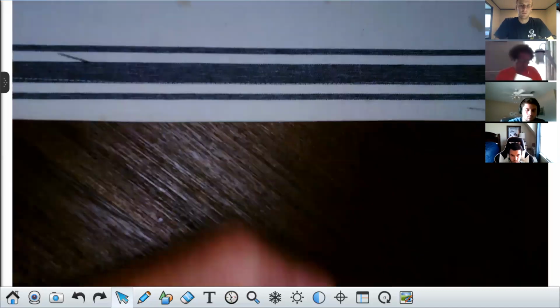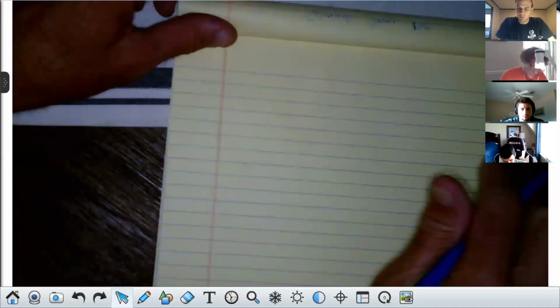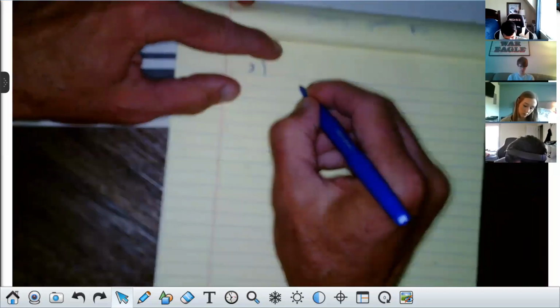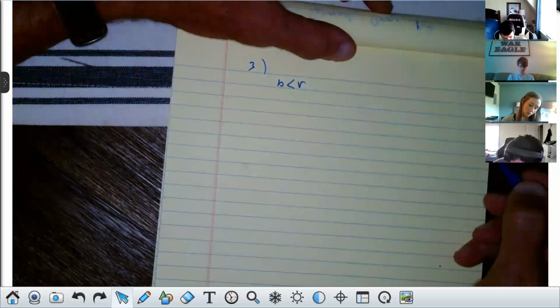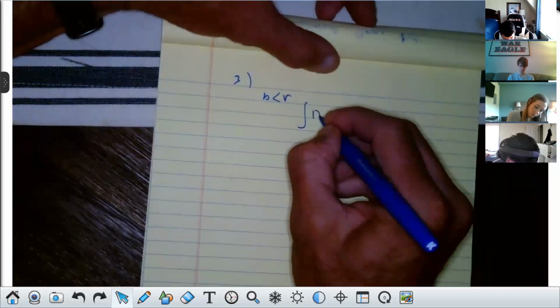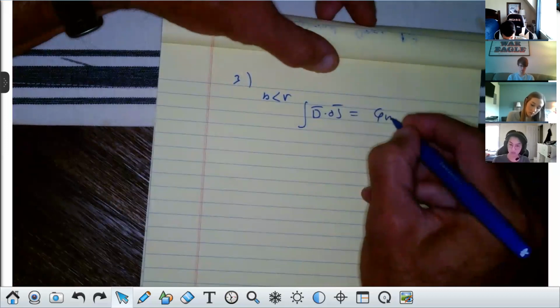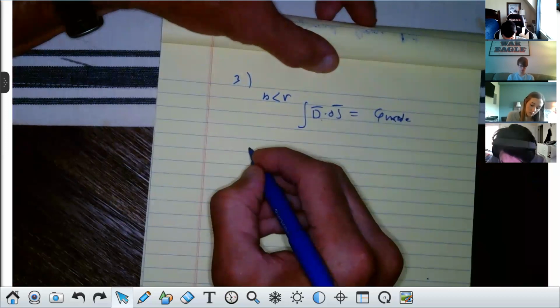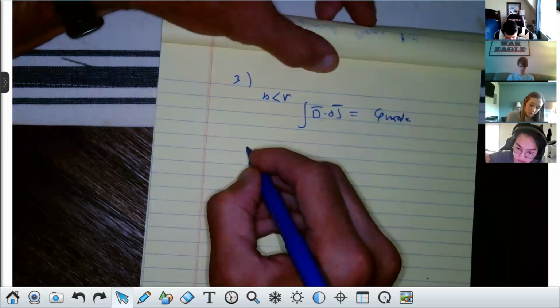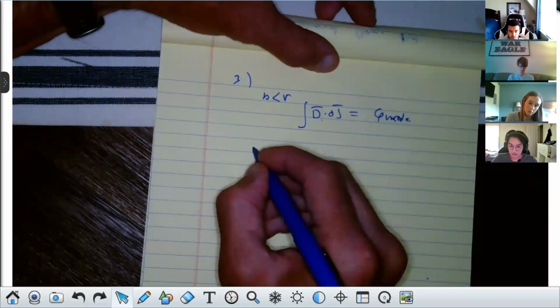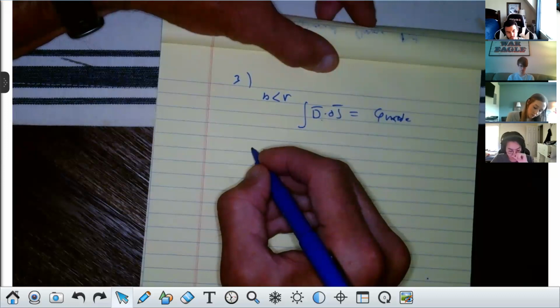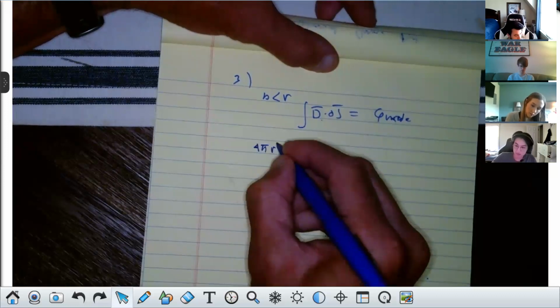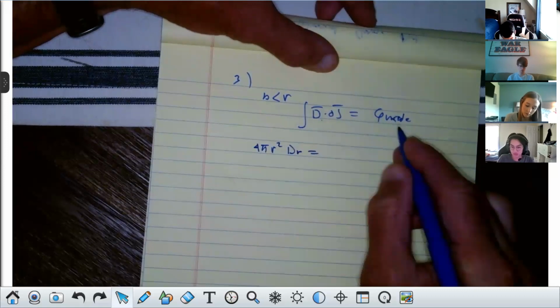Finally, for the third part, now I'm going to do r greater than b, right? Get used to writing it down. The integral of D dot ds is equal to q inside. D dot ds will be what? Anybody? It doesn't matter. Anybody. Well, what is D dot ds? It's just D times the surface area. What's the surface area of the sphere, people? 4 pi r squared. Thanks. 4 pi r squared times D of r is equal to the charge inside.